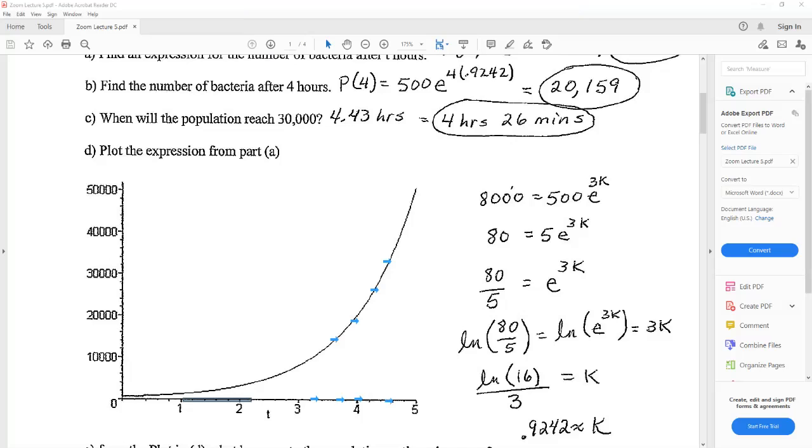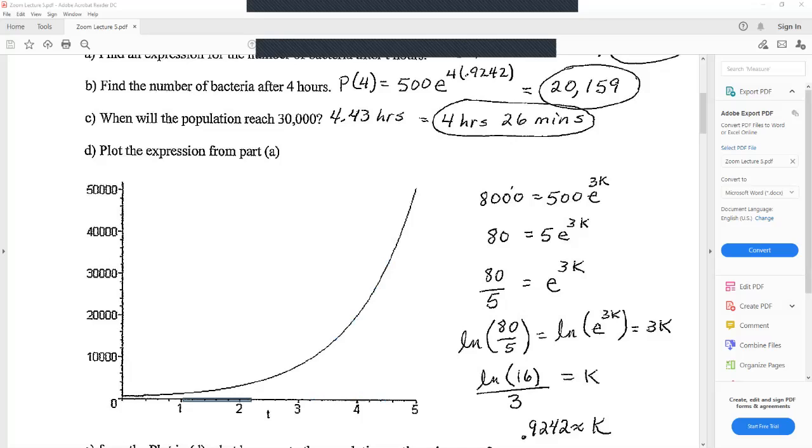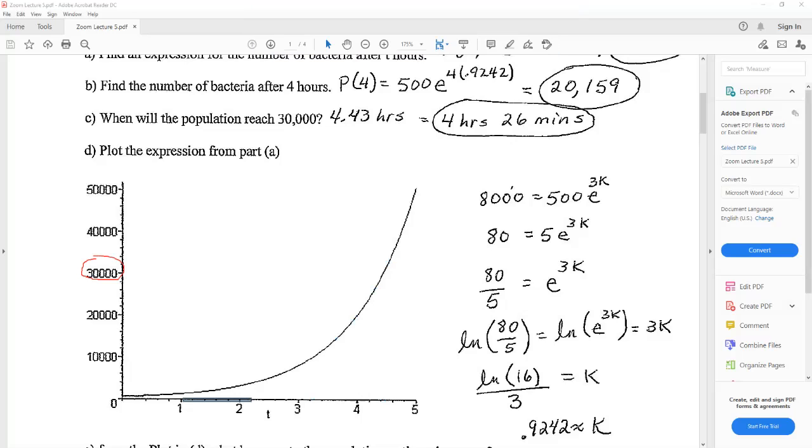And we can go back now and look at some of the things that we actually solved for. For example, we figured out that in order to reach a population of 30,000, which is here, it takes about 4 hours and 26 minutes, which I guess would be about right here. This is a very rough sketch, but if you went straight across at 30,000 and straight down, this would be 4 hours and 26 minutes, about 4.5 hours.